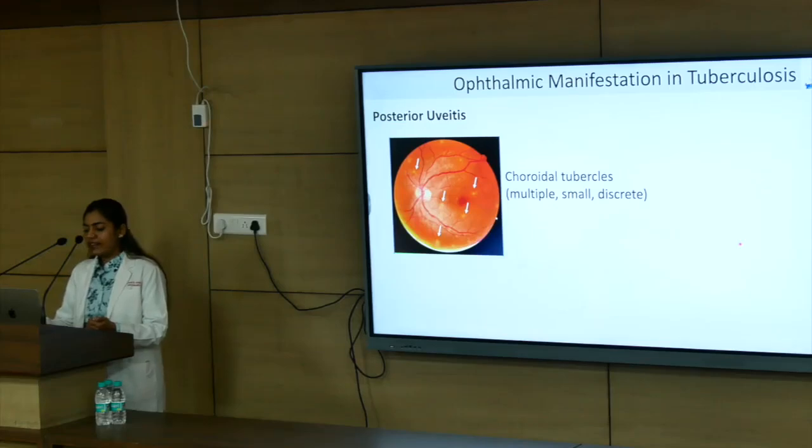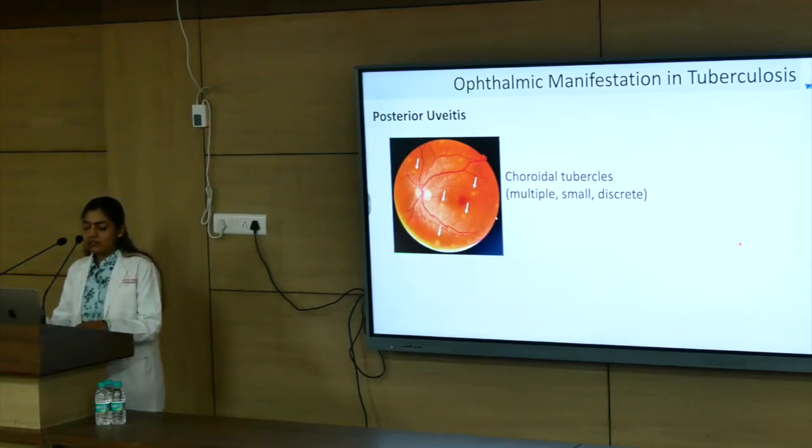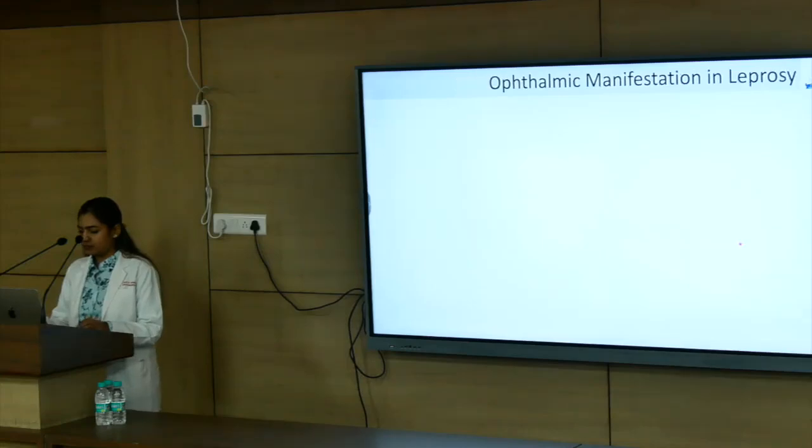The most common and characteristic ocular presentation in tuberculosis is posterior uveitis. This manifests as choroidal tubercles, which are multiple, small and discrete. They are highly specific for miliary tuberculosis. Tuberculosis may also present as a solitary large mass-like lesion known as tuberculoma.